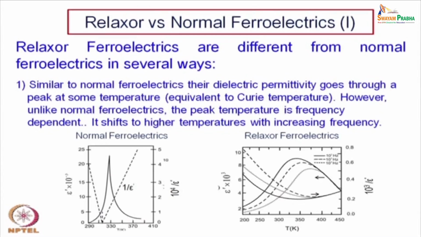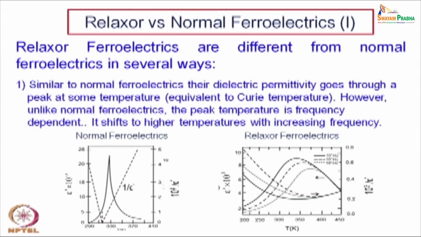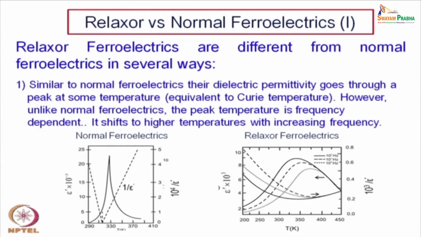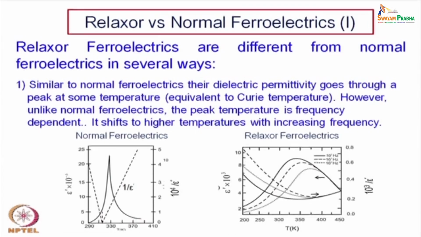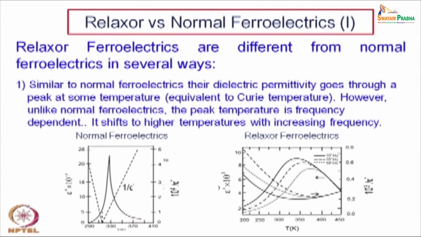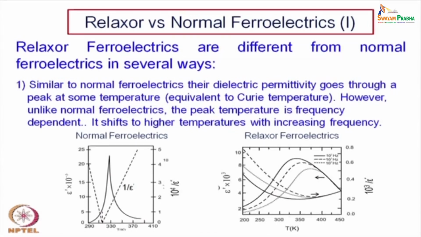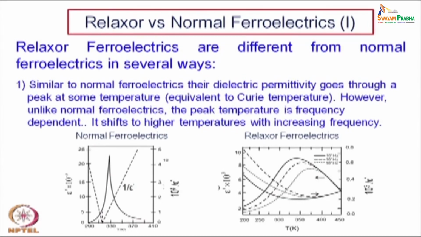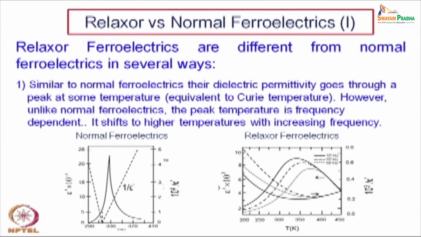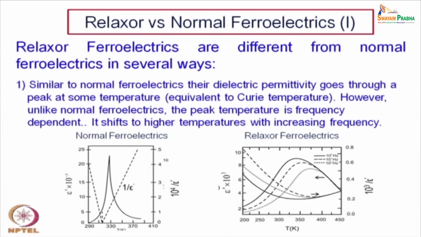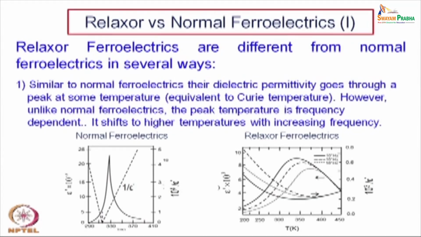First one is, similar to normal ferroelectrics, their dielectric permittivity goes through a peak at some temperature equivalent to the Curie temperature. If you remember the dielectric behavior of barium titanate, which is a representative of normal ferroelectrics, it goes through a peak at the ferroelectric-paraelectric transition, that is its Curie point, at around 120 degrees centigrade. There the dielectric permittivity or dielectric constant goes through a peak and it becomes infinity following the so-called Curie-Weiss law.